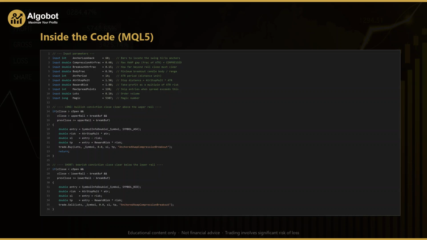The short block is the exact mirror. The candle is bearish. Its close is below the lower rail minus the buffer, and the previous close was still at or above it. The code reads the bid, places the stop that same risk distance above entry, sets the take profit below, and calls trade.sell. Both sides share one clean, symmetric risk model. This is educational information only.